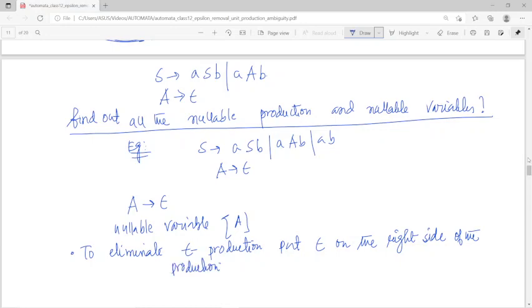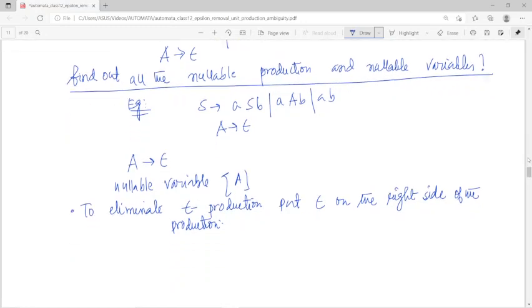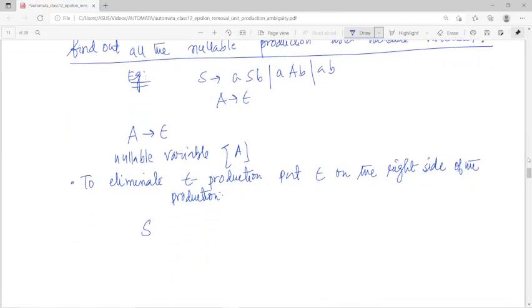Right side of the productions. Write that what we can say from S, say ASB, and this is, I am just eliminating the epsilon productions.